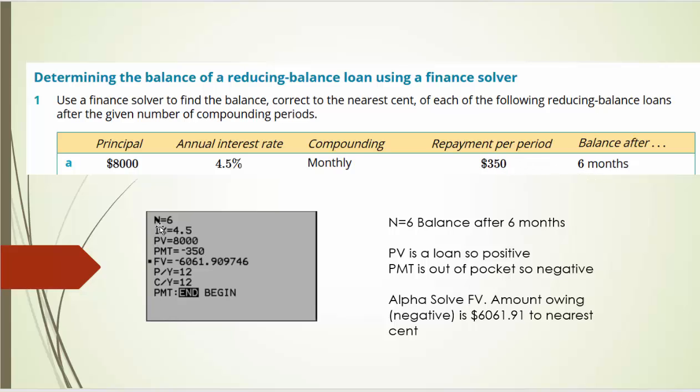In your TVM solver, therefore, n equals 6 months. I is 4.5%. Present value, what we start with, is a loan of $8,000. Apparently we're paying off $350, so that goes in as a negative. PY and CY are 12 because it's monthly. Get all those things right, and then alpha solve, that's what this dot means here. I've done it for you: $6,061.91. Please don't write down a negative number. Write it down as $6,061.91 to the nearest cent.